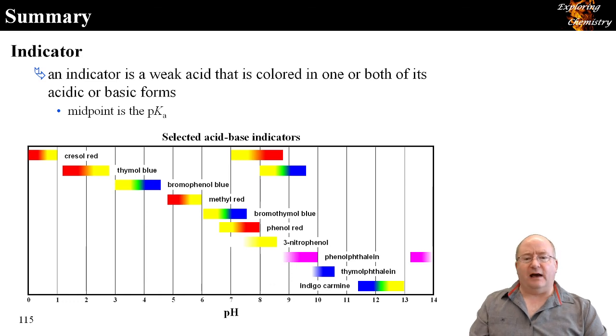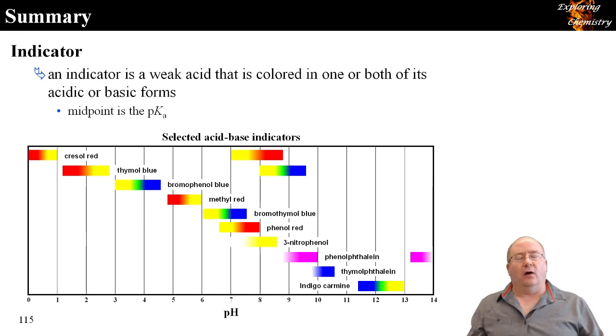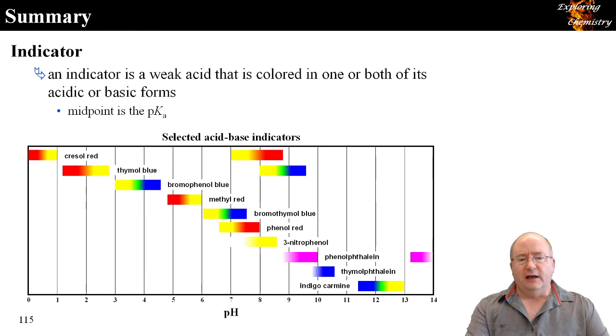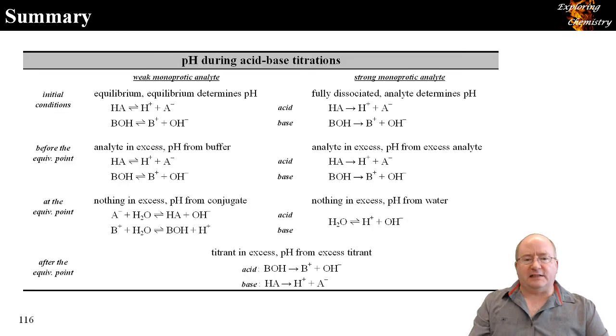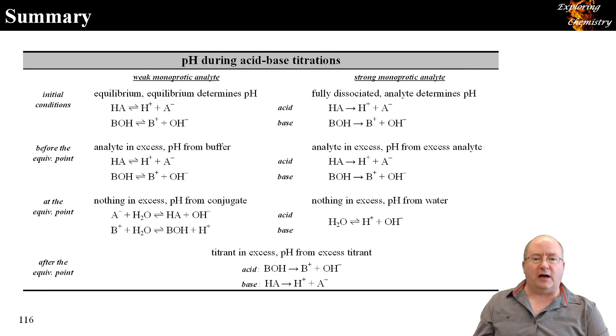We do have a number of acid-base indicators, and all they are is weak acids that are colored in one or both of the acidic or basic forms. And of course, the midpoint is the pKa value. And this last slide summarizes all of the calculations associated with acid-base titrations. Whether you have a weak analyte or a strong analyte, you can calculate the pH initially, before the equivalence point, at the equivalence point, and after the equivalence point. So this summarizes everything that we've done up to this point in time.